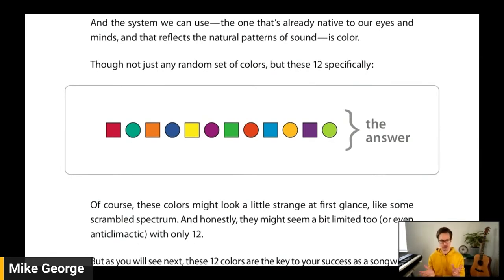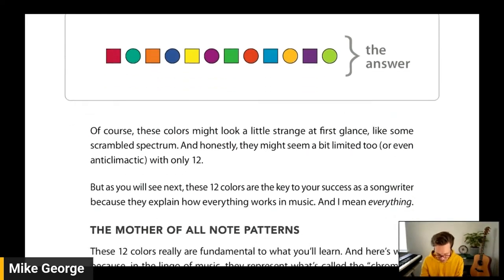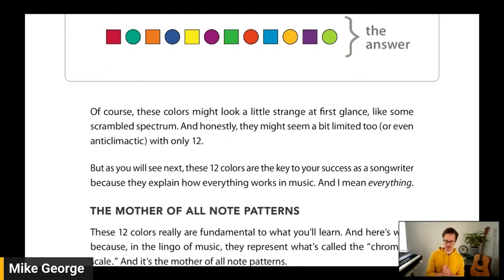And at first, it might look like this scrambled pattern or this bad color scheme from the 1970s, but it's actually amazingly elegant and organized, and there's a lot of meaning here as we go. Of course, these colors might look a little strange at first, like some scrambled spectrum, and honestly, they might seem a bit limited or even anticlimactic with only 12. But as you'll see next, these 12 colors are the key to your success as a songwriter because they explain how everything works in music, and I do mean everything.